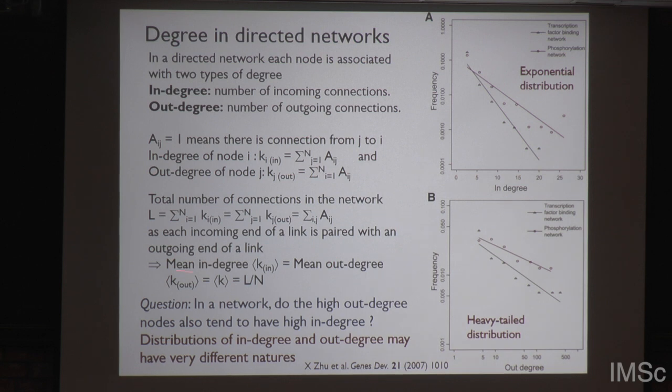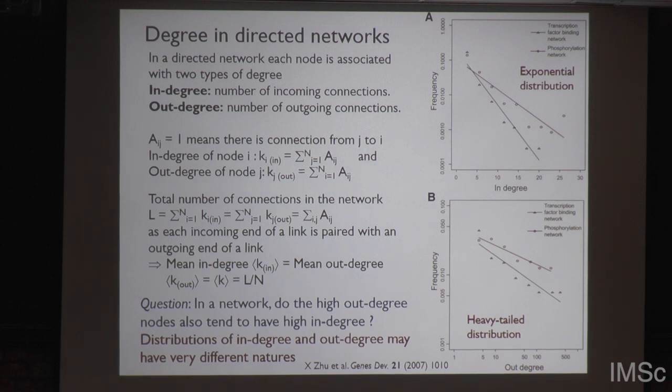However, the total number of connections is still the same, so you can get this by summing over all the in degrees or summing over all the out degrees. And not surprisingly, the mean in degree equals the mean out degree, because this quantity L is divided by N, and both L and N are unchanged. Therefore the mean in degree equals the mean out degree.